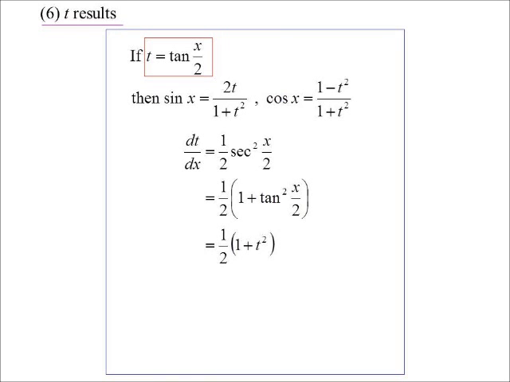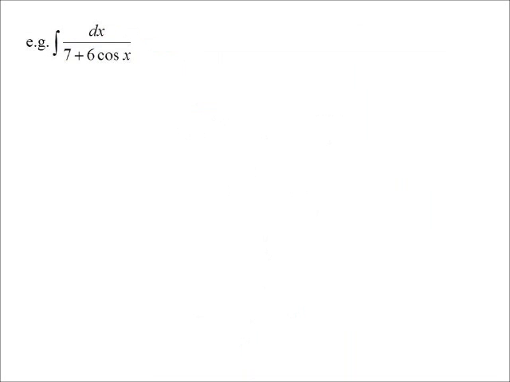And remember, dt/dx, we can eventually come down and show that dx is 2 dt on 1 plus t squared. Okay. So let's do an integral. So something like this. Cosine's there. I can't do a u equals cos x because there is no sine there. It's not cos squared, so I can't use a trig identity. There's no other trig function. I can't play with it.